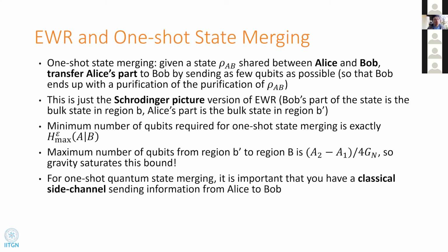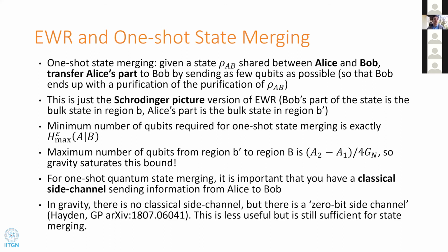So there's an important point that I glossed over when I talked about the number of qubits for quantum state merging, which is that when you do quantum state merging, it's crucial that you allow Alice to send an unlimited amount of classical information to Bob. It's only the quantum information that you limit the amount you can send.